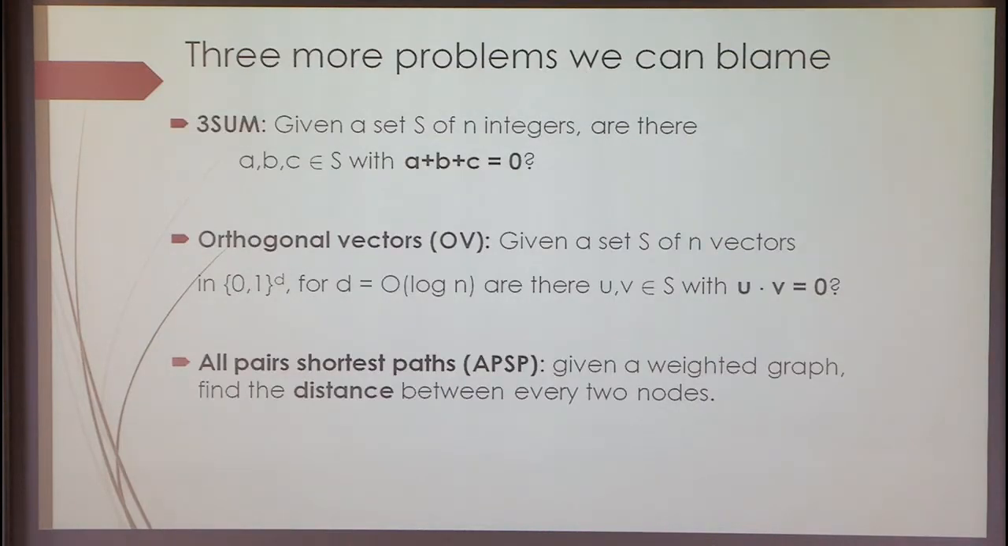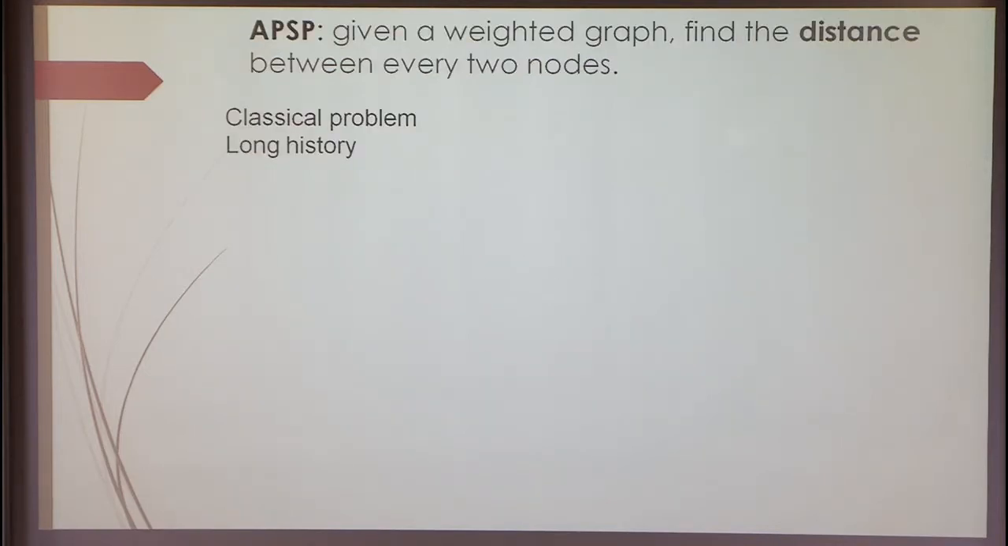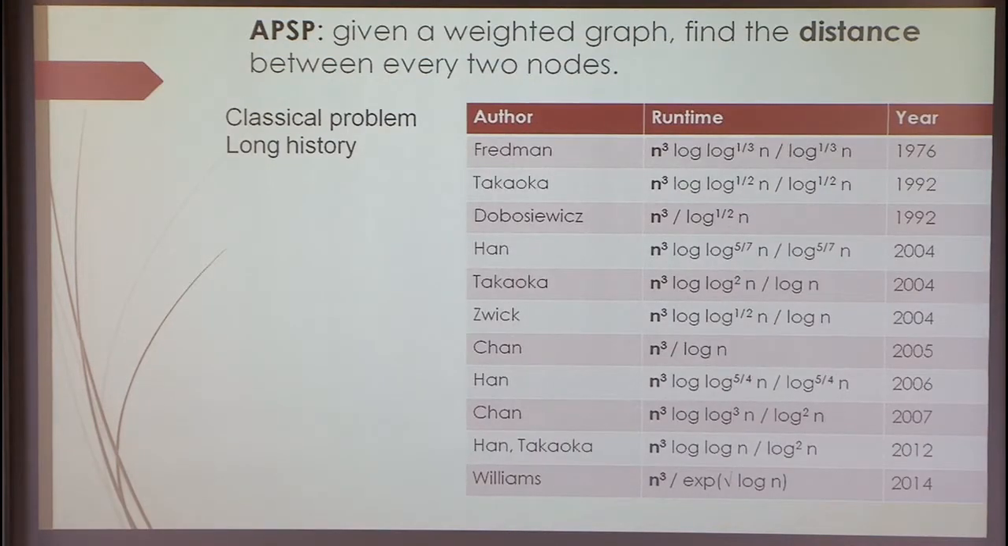And the third problem is all pairs shortest paths. So it's a classical problem. It has a very, very long history. Here's a little slice of the history. Before 1976, it wasn't known whether the n cubed runtime can be improved. N cubed you can get by doing the Floyd-Warshall algorithm, for example. And then Fredman noticed you can actually improve on it a little bit. You get a log to the 1/3 over n improvement and so on.